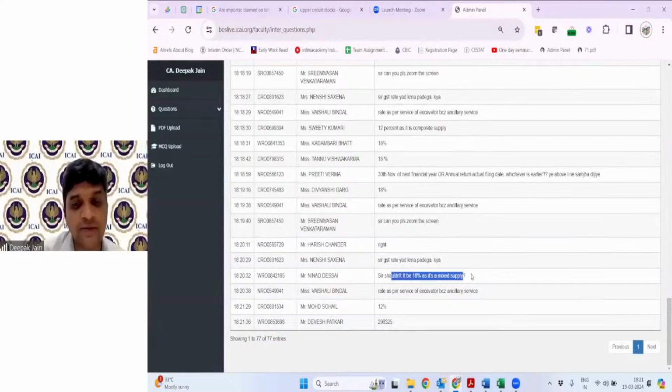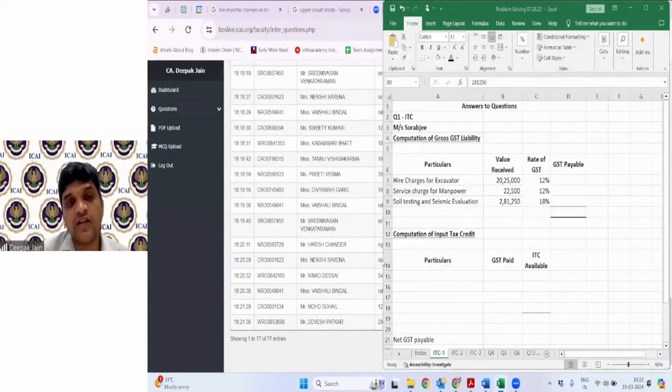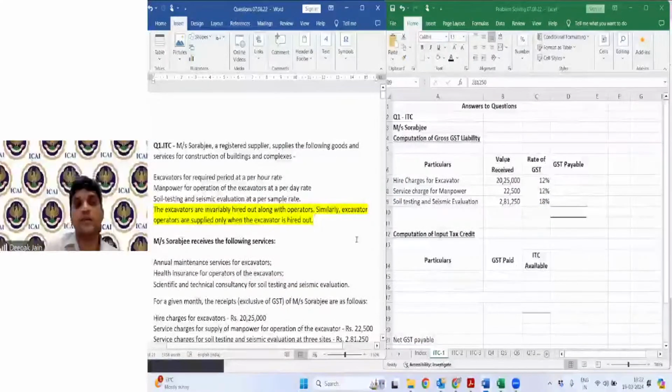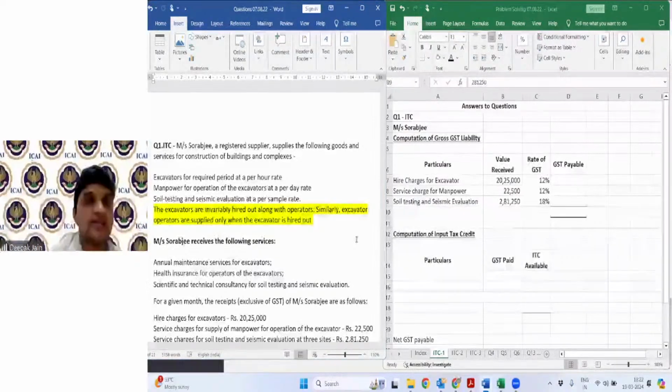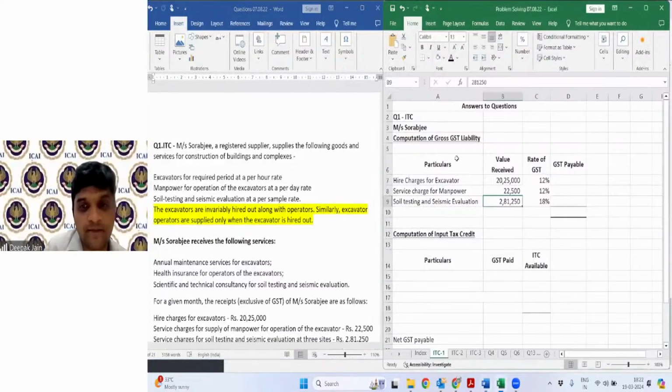Why shouldn't it be 18% as it is a mixed supply? It's not a mixed supply. It is not that two supplies are independent and they're being mixed. They're not giving two supplies. They are giving one supply wherein one is a principal supply and another is an ancillary supply. So it is in the nature of a composite supply. Okay.